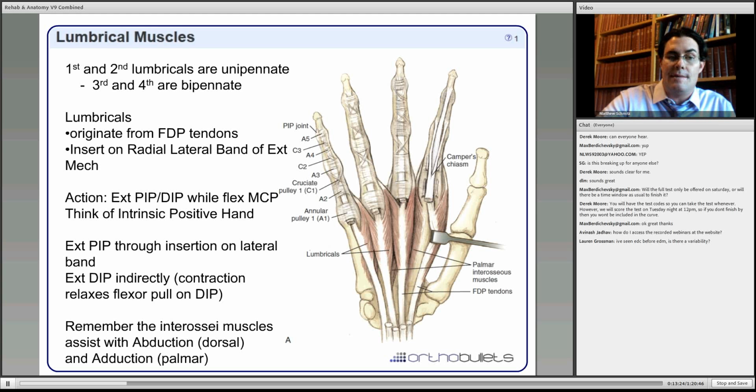They extend your interphalangeal joints, both proximally and distally, while helping flex the metacarpal phalangeal joint. They extend the PIP through their insertion on the lateral band, and then they indirectly extend the DIP because the contraction helps release the flexor pull on that DIP.